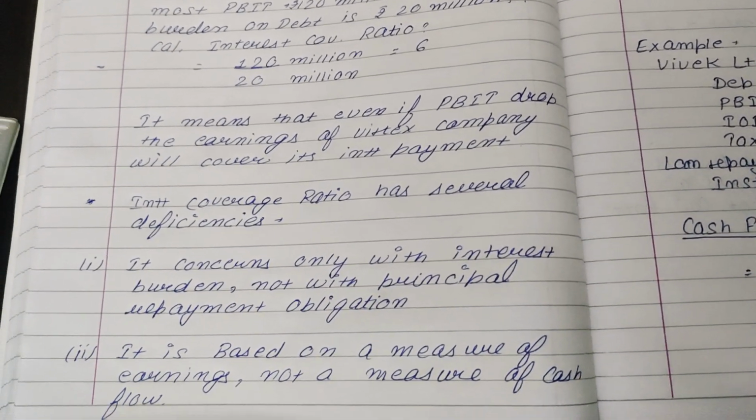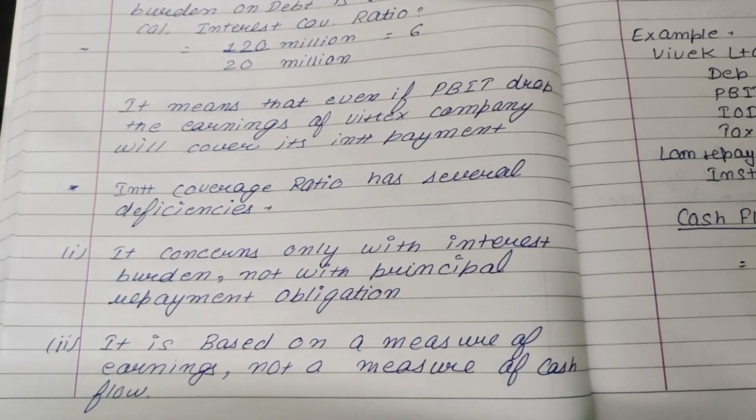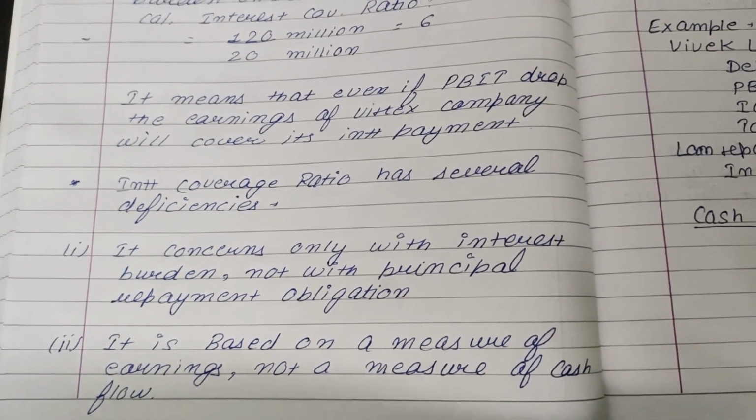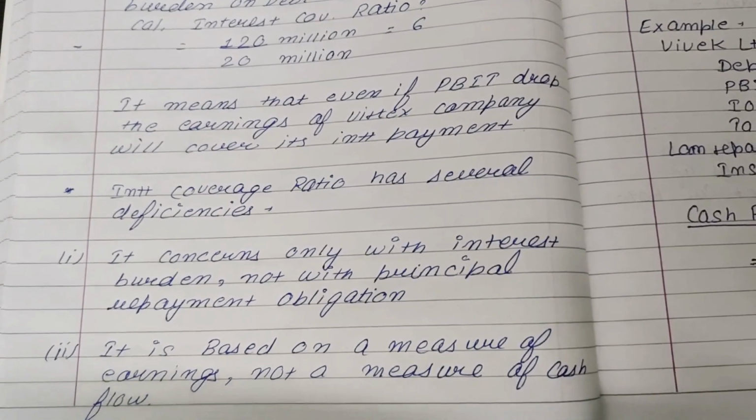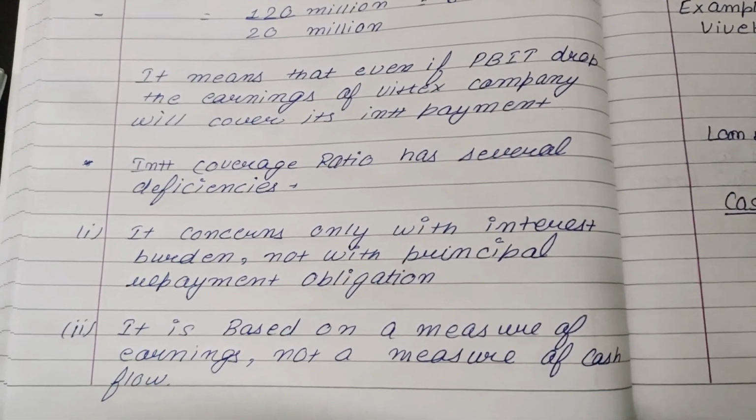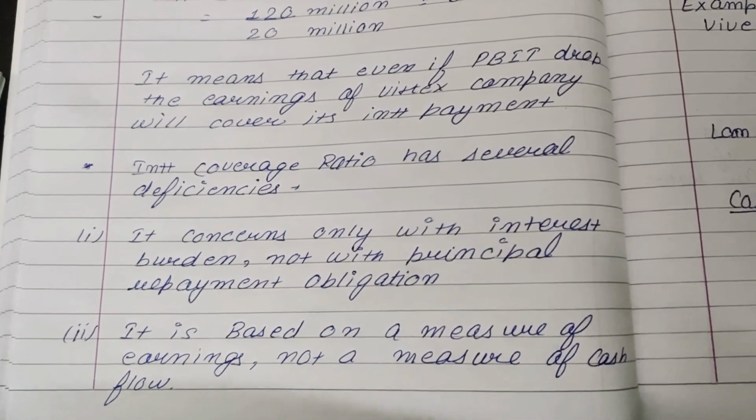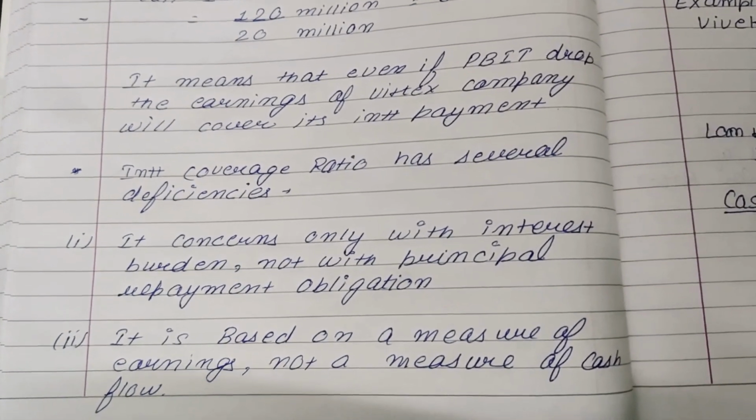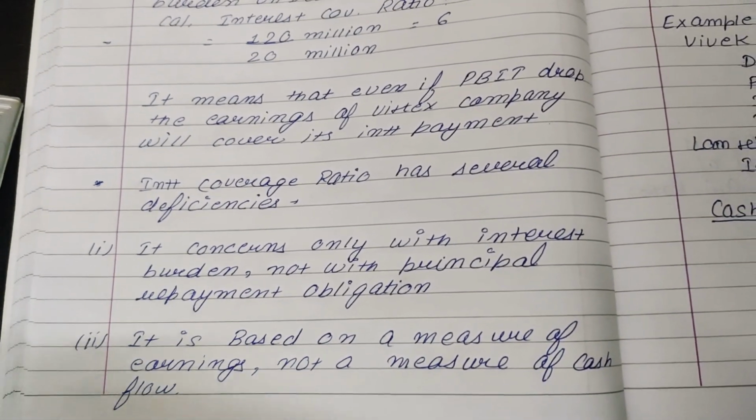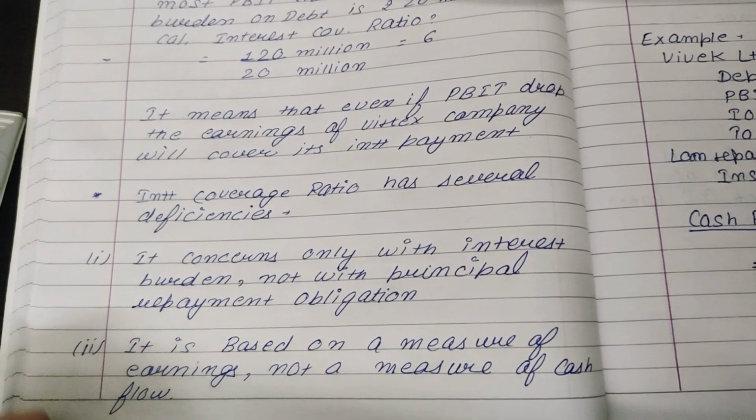Interest coverage ratio has several deficiencies. First, it concerns only the interest burden, not the principal repayment obligation. Second, it is based on a measure of earnings of the company, not on cash flows.